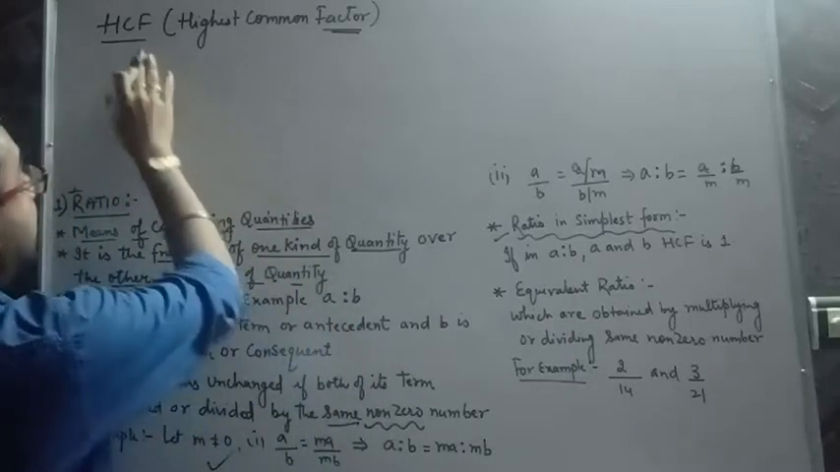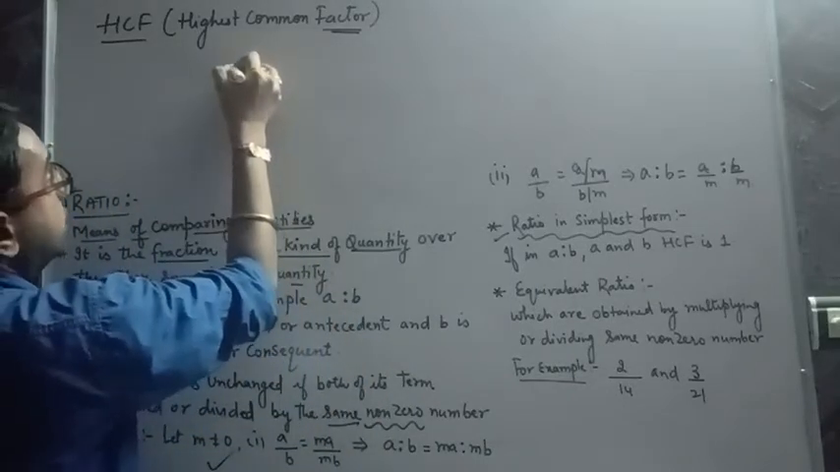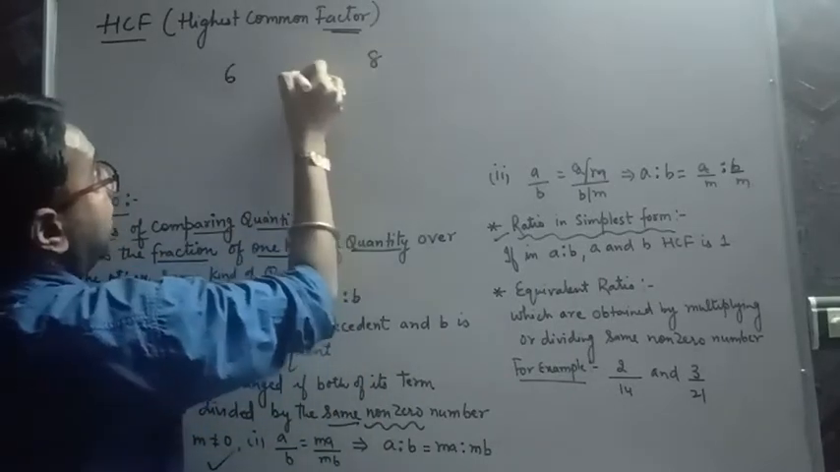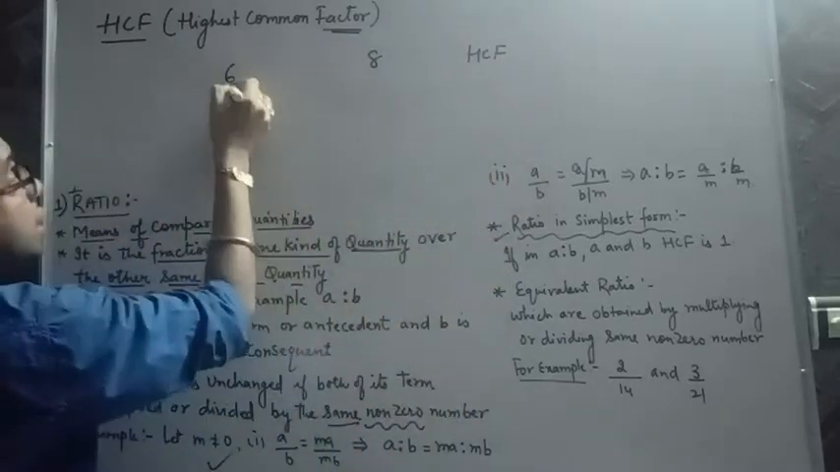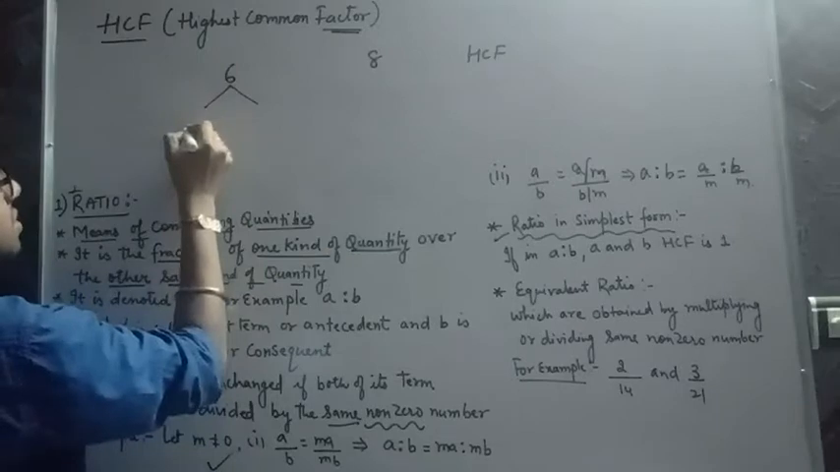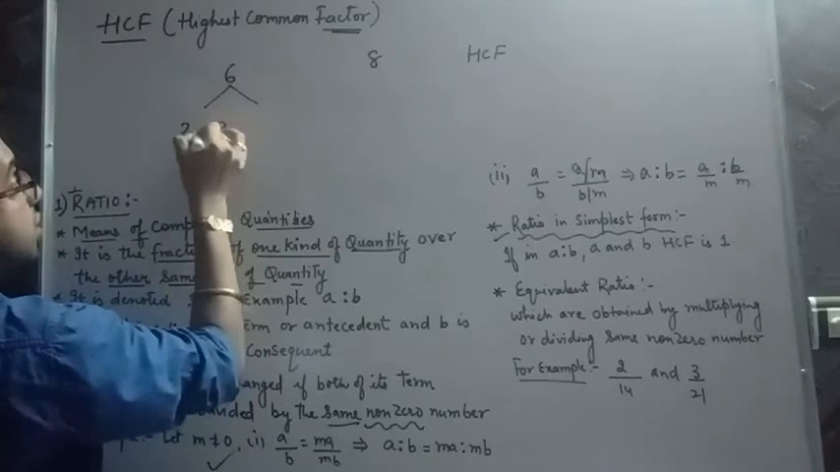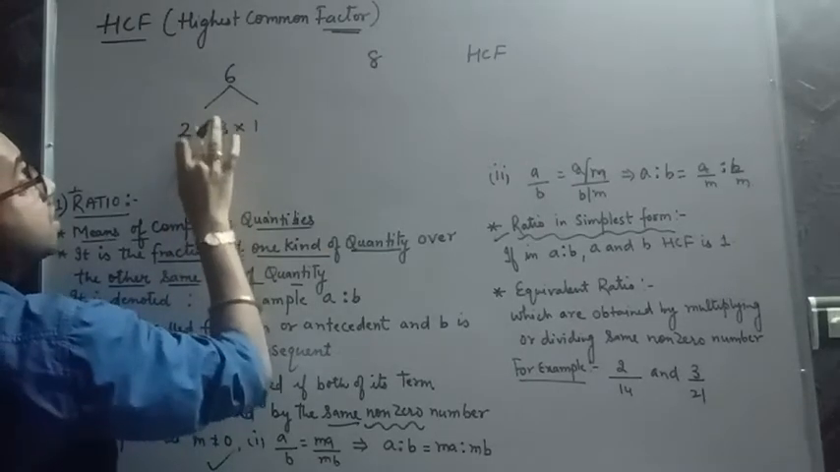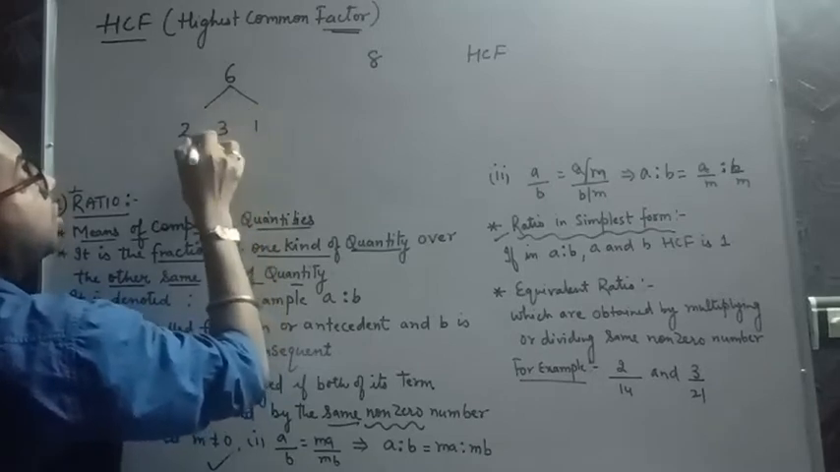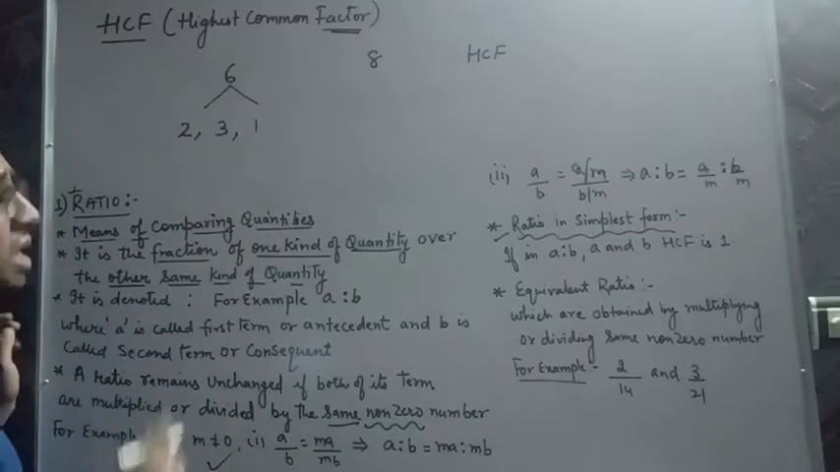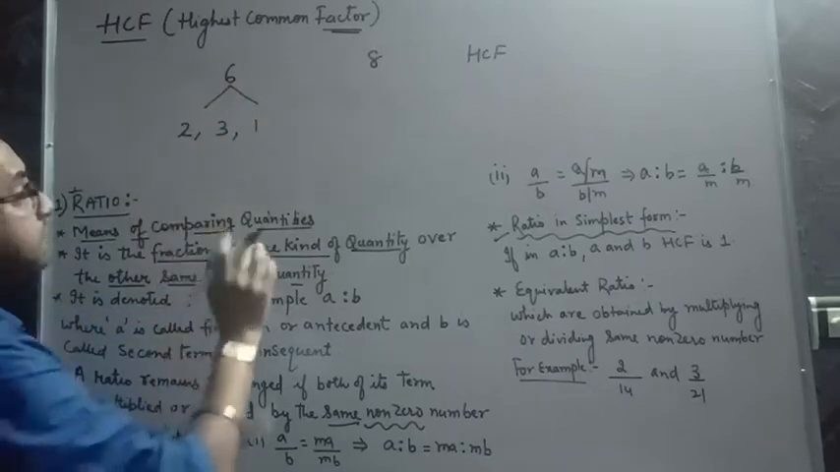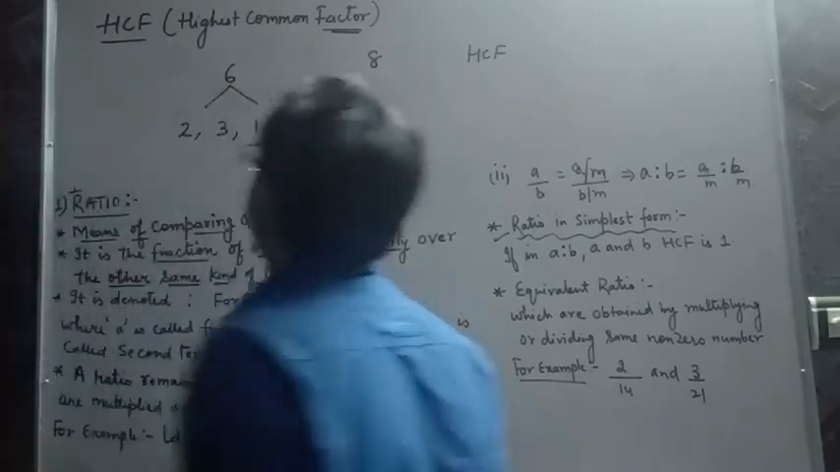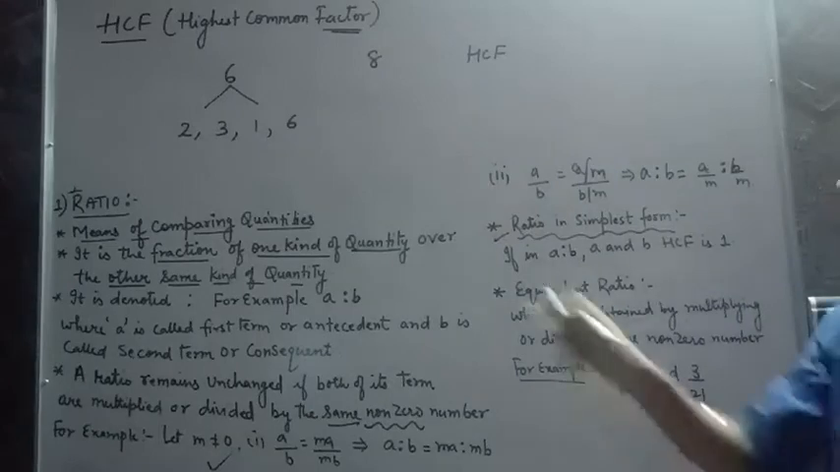Now understand HCF. If I am talking about 6 and 8, if I ask you what is the HCF of 6 and 8, what you will do? You will break 6. How you can break 6? 2 into 3 into 1. These are the factors or not? If I do not put the multiply sign, these are the factors. Because 2 into 3 is 6. Even 6 is one of the factors, because 6 into 1 is 6.